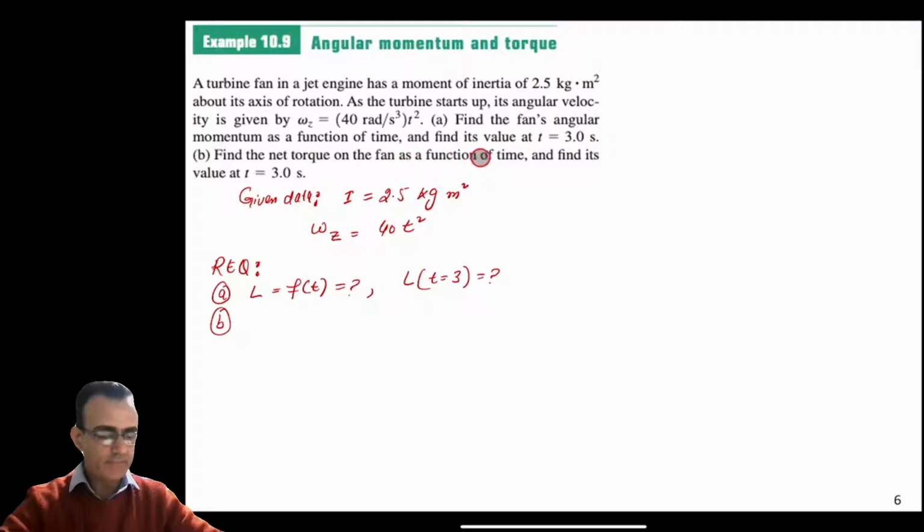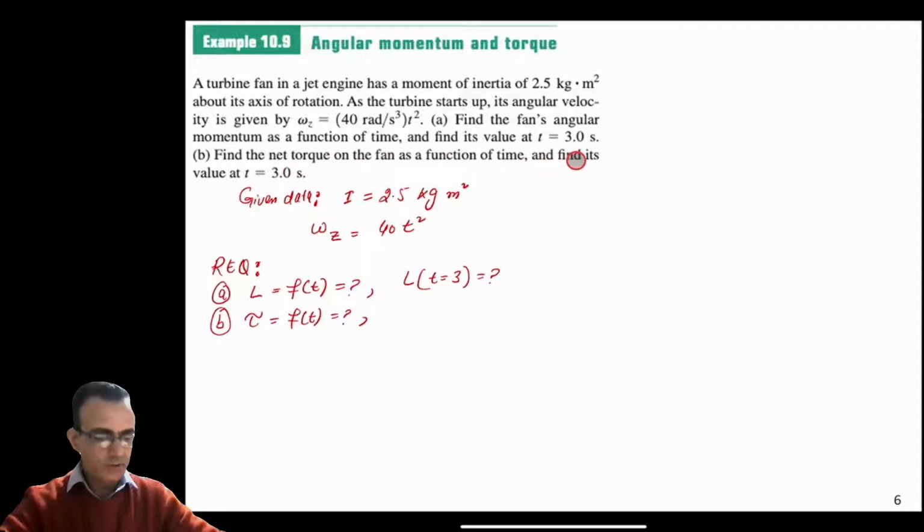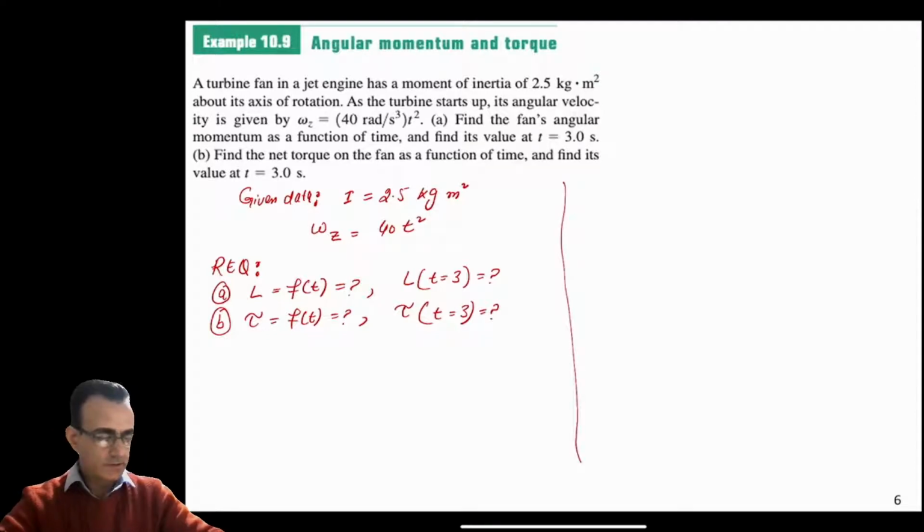In part B, find the net torque on the fan as a function of time. So you need to calculate tau here as a function of time, and finally find its value at t equal to 3 seconds. So you need to calculate tau at t is equal to 3 seconds. So this is what you need to calculate.